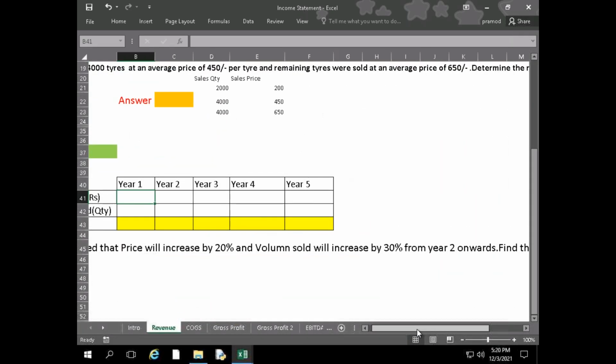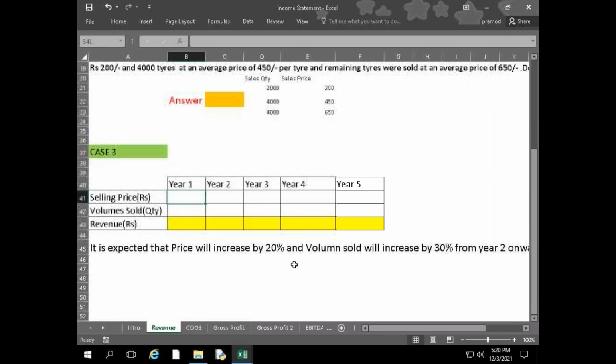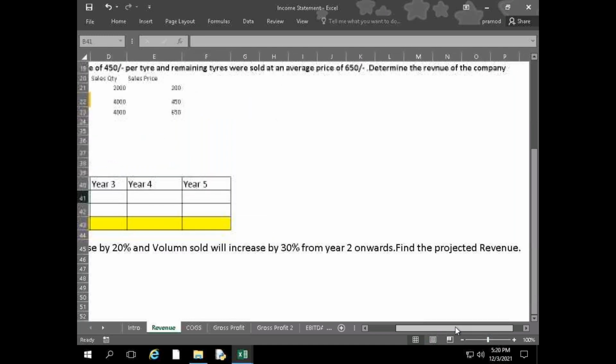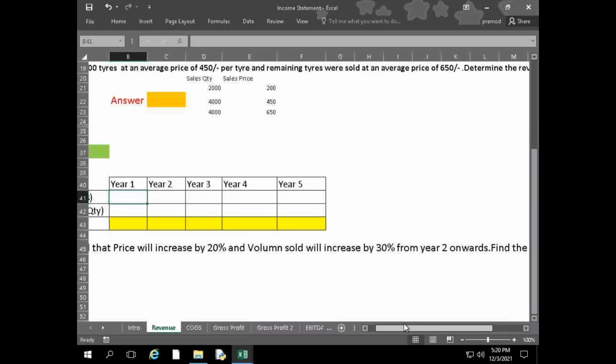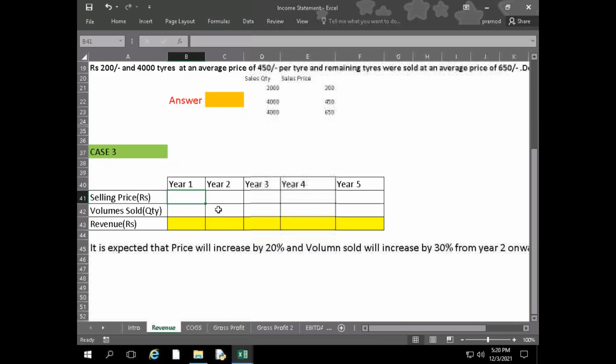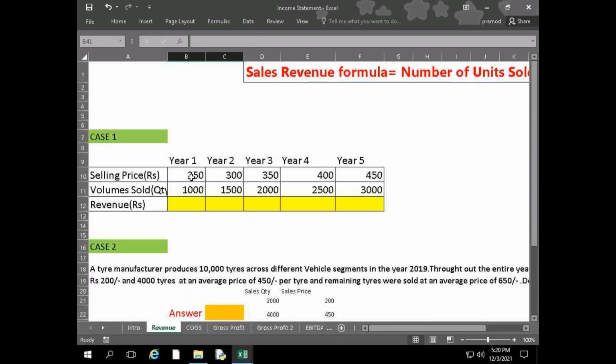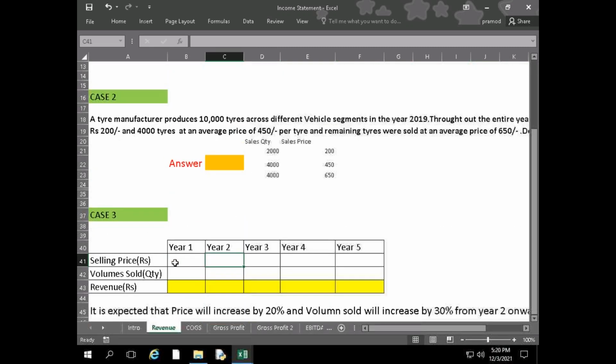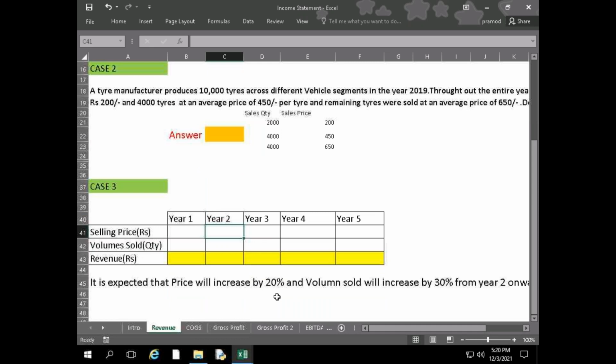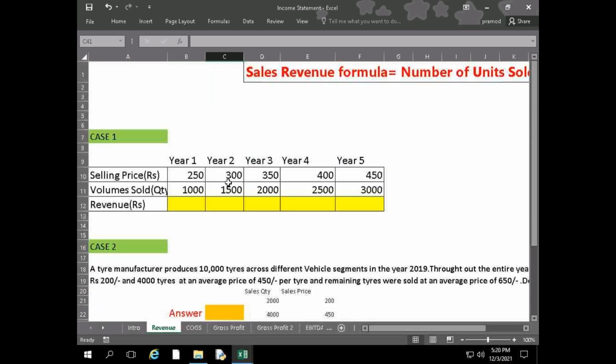Then they told us to increase the price by 20% and the volume by 30% for the two onwards years, and find the projected revenue. Two values you find first. Same thing, you take 250, 300, 1000, 1500. After that, increase the price by 20% and the quantity sold by 30%. Find out the revenue. This first case you do. Sir, what about the second case?